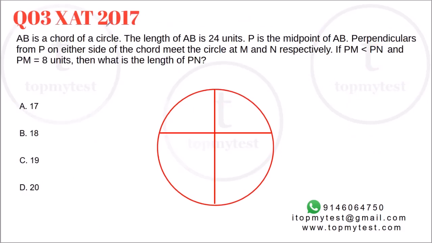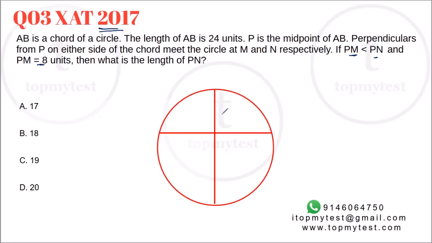The third question is from XAT 2017. AB is a chord of a circle. The length AB is 24 units. P is the midpoint of AB. The perpendiculars from P on either side of the chord meet the circle at M and N respectively. If PM is less than PN and is equal to 8 units, what is the length of PN?